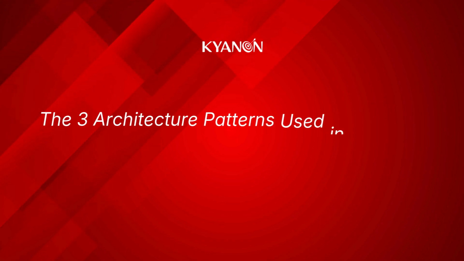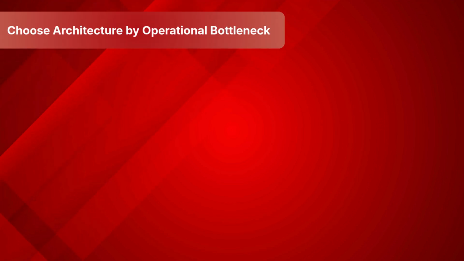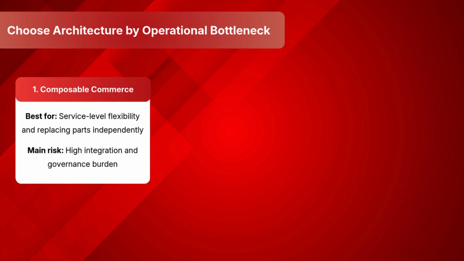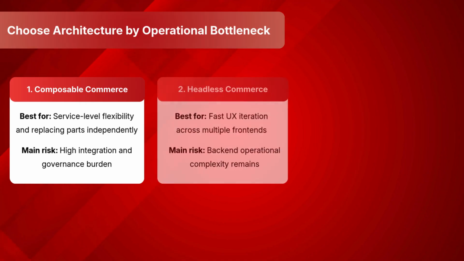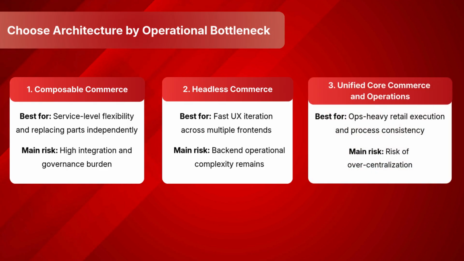The 3 architecture patterns used in custom e-commerce systems. Architectural selection must be driven by primary business constraints rather than market trends. Composable Commerce provides service flexibility, but increases the integration burden. Headless Commerce enables rapid front-end iterations, though back-end operational complexity remains. Finally, a unified core ensures total process consistency at the risk of over-centralization.